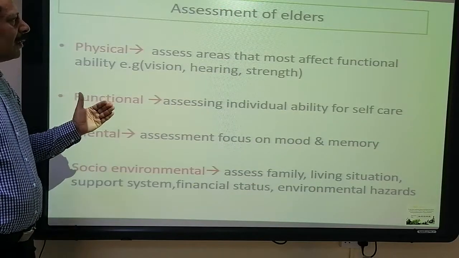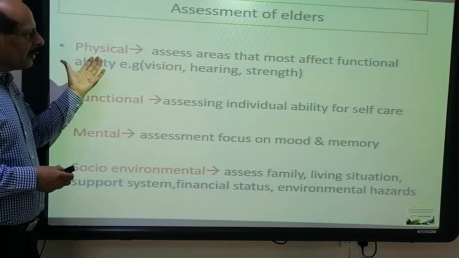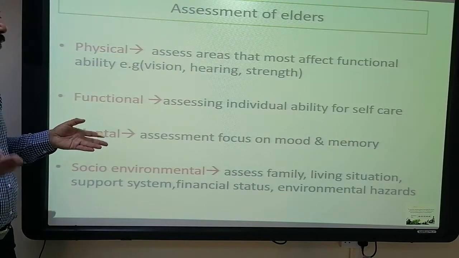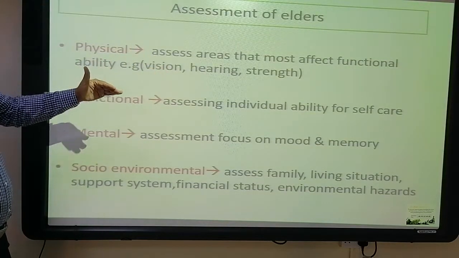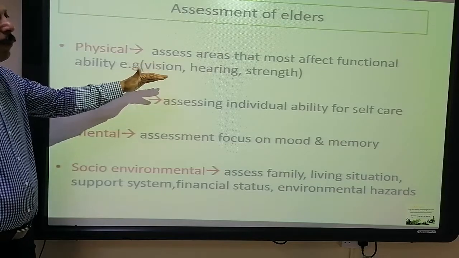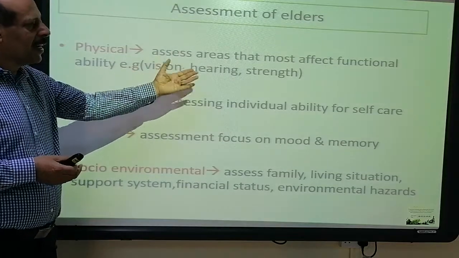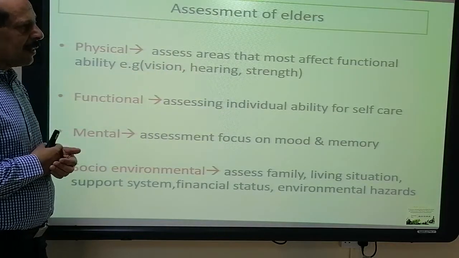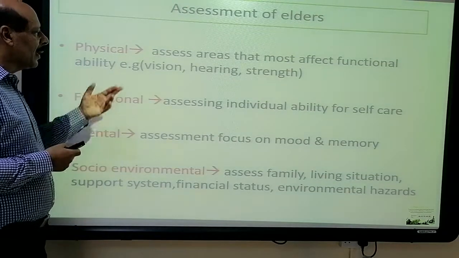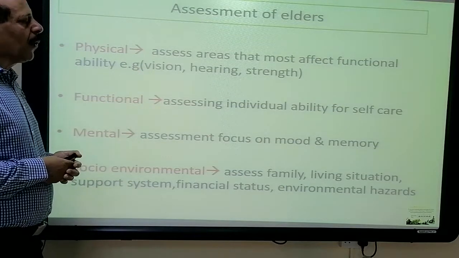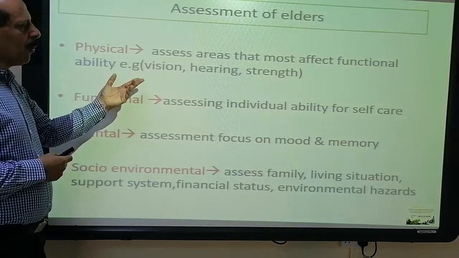Assessment of the older client: we have to assess them generally. Under assessment, as we are assessing other clients, physically, assess the areas that most affect functional ability. For example, most of them have troubles with the senses, with vision, with hearing, with their strength and physical ability. Those also increase their possibility for accident. They will be more prone to accident and more prone to injury.